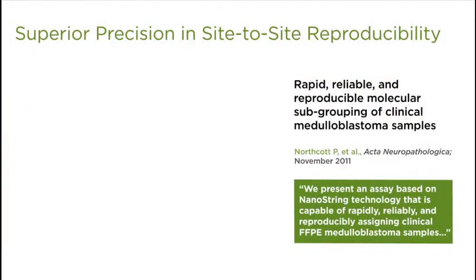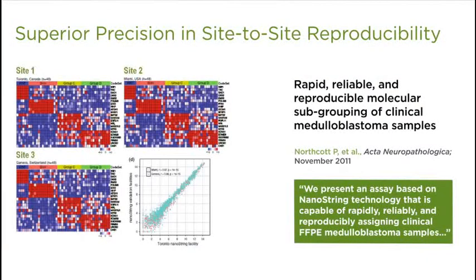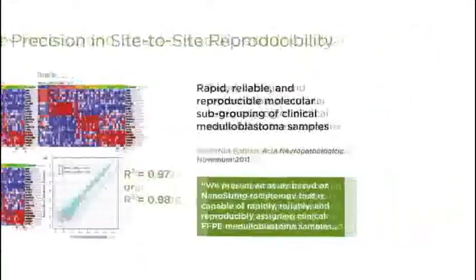To do this, they shipped 48 RNA samples to each of 2 additional sites, which performed the nCounter assay for them. The heat map shows the expression levels of 22 genes across the 48 samples at each site. The scatter plot shows an extremely good correlation between the original site and each of the other 2 sites, with R-squareds of 0.97 and 0.98 respectively.